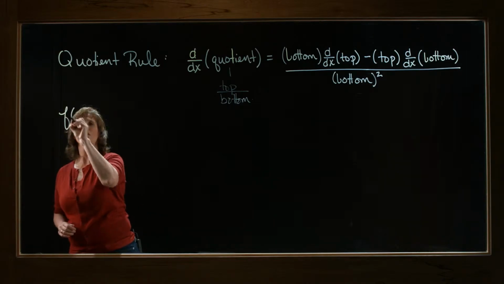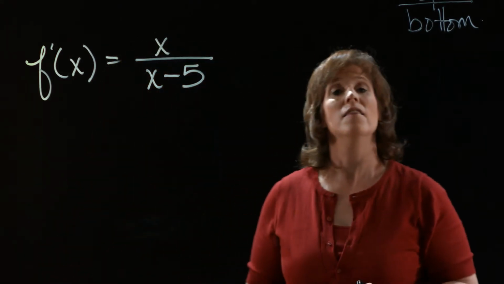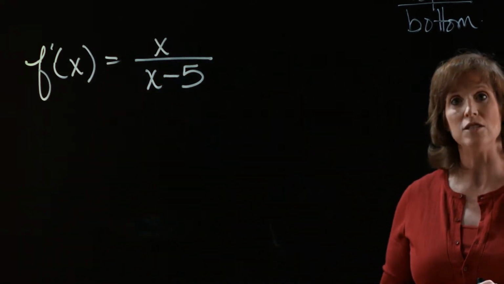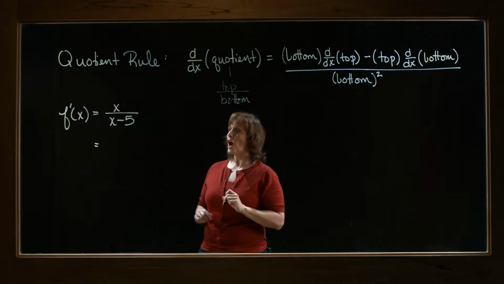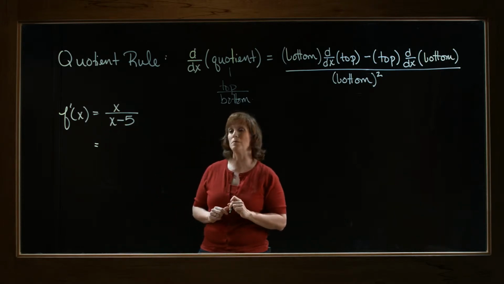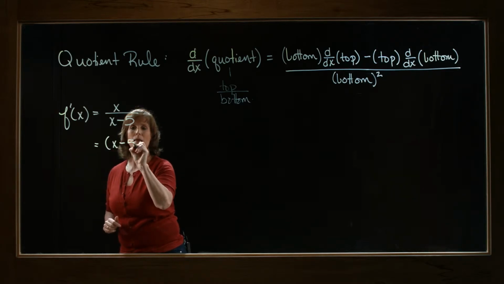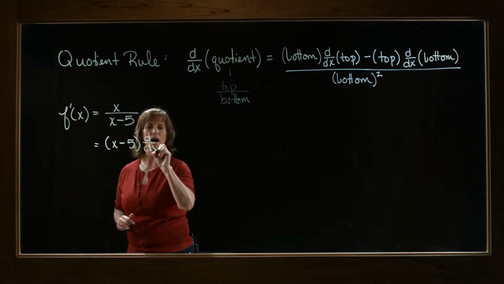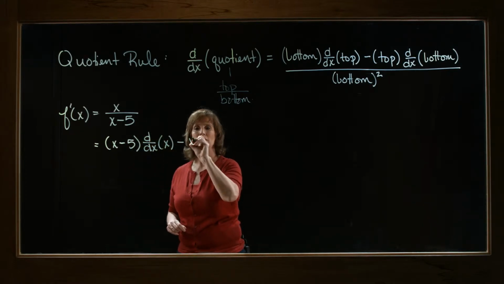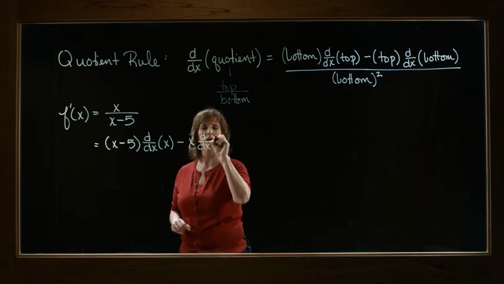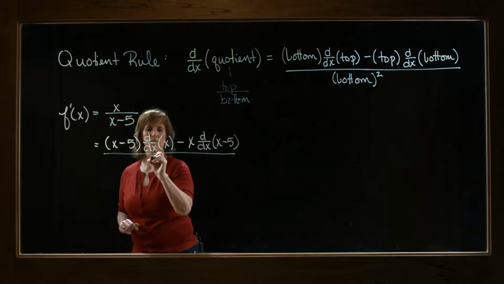We'll start out with f of x equals x divided by x minus 5. The main operation is division, so we need to use the quotient rule. My top term is x, and my bottom term is going to be x minus 5. So we'll start with the denominator, or the bottom, and multiply by the derivative of the top. And then we subtract the top times the derivative of the bottom, and divide all of that by the bottom squared.